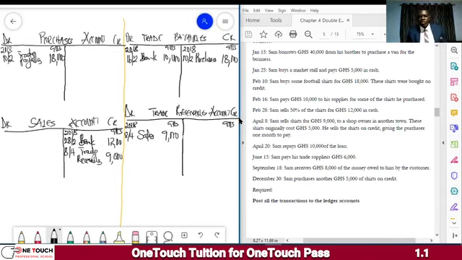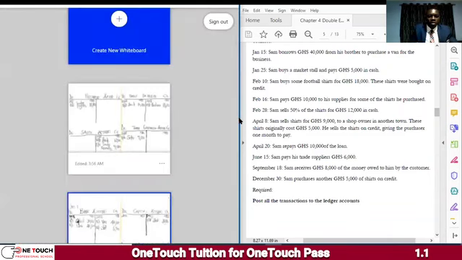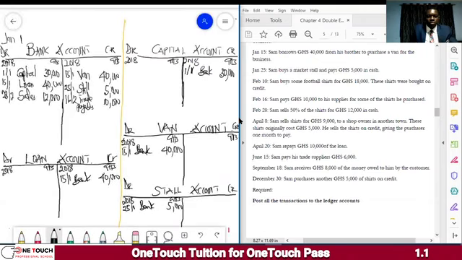Now let's look at April 20th. Sam repays 10,000 of the loan. Good. Now, let's see. Where is the loan account? Come here. Good. So we have the loan here. Sam repays 10,000 of the loan.